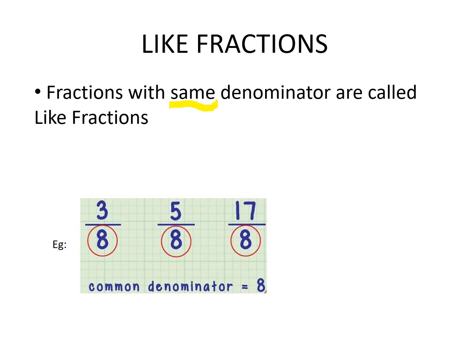Now what are like fractions? Fractions with the same denominator are called like fractions. Example: 3 upon 8, 5 upon 8, 17 upon 8. They all have a common denominator, that is 8.